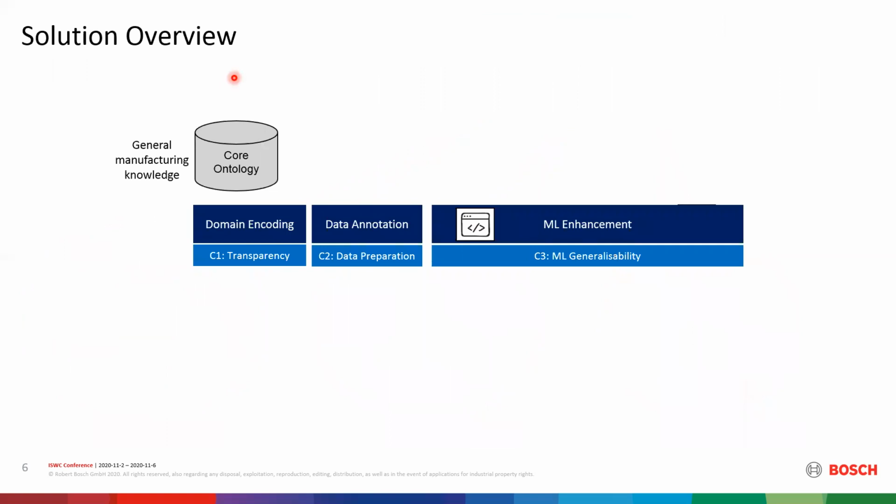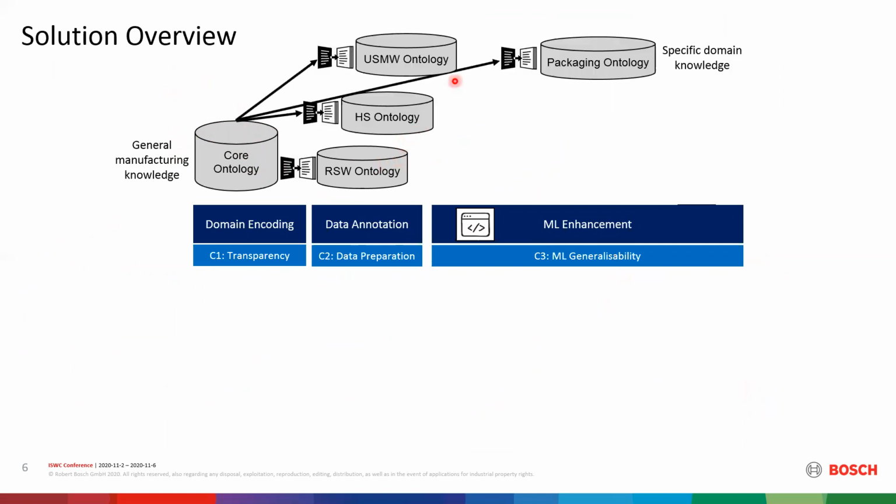First, let me give an overview of the solution. The core ontology encodes the general manufacturing knowledge in formal language. Then, many domain ontologies are constructed based on the core ontology to encode the specific domain ontologies.